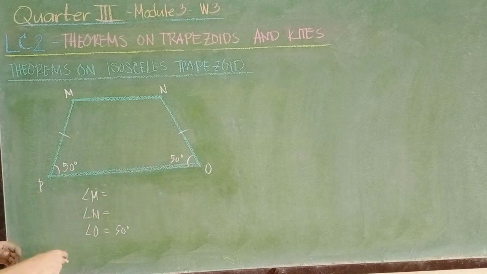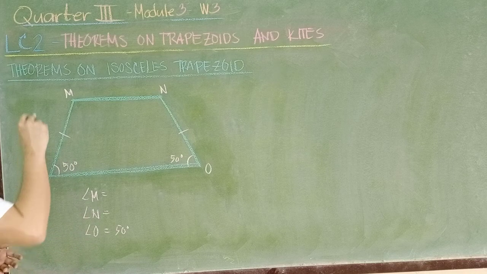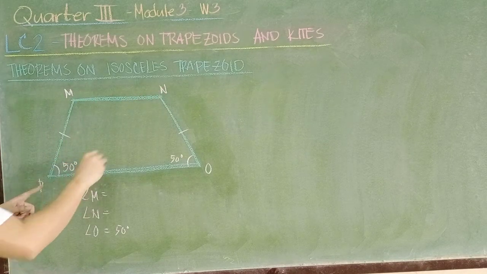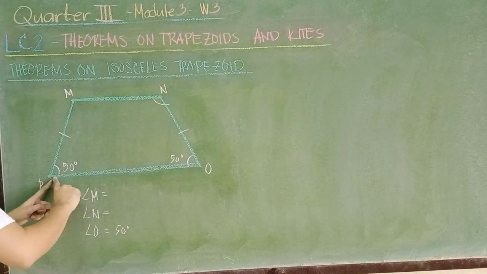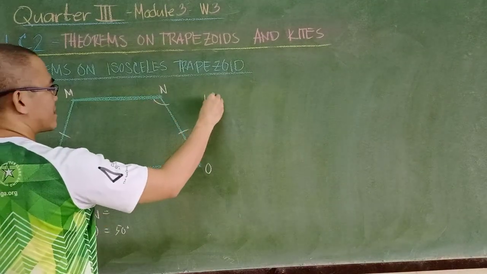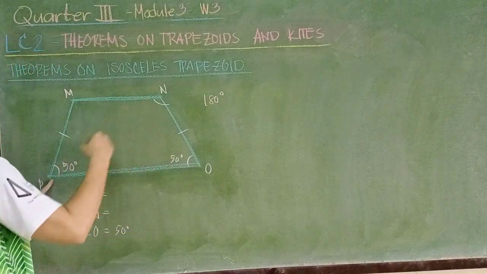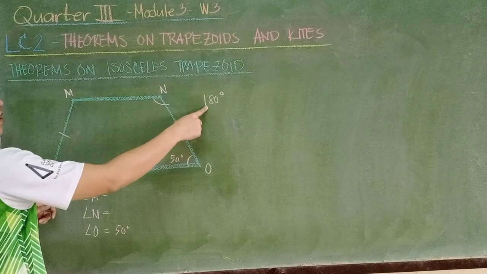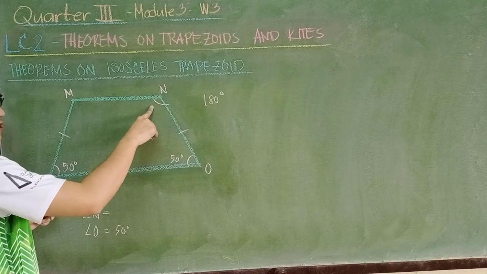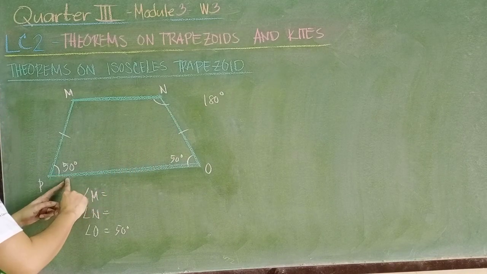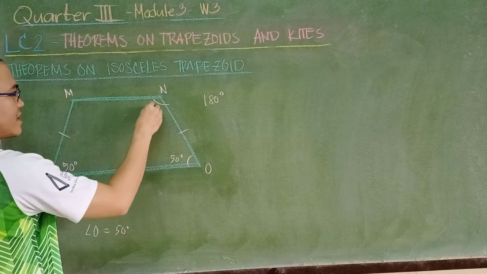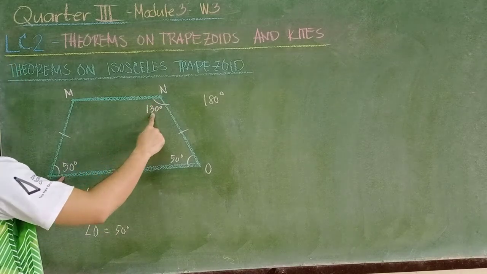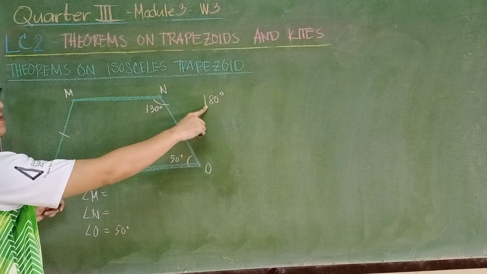Now, alam na natin yung sukat ng angles natin sa lower base angles natin. So parehas na 50. Next question is, ano yung sukat ng M at saka angle N? Alam natin na pag pinag-add natin yung sukat ng angle P at saka angle N, dapat equal yan sa 180 kasi supplementary sila. So, meron ko ng 50 dito. Ilan pa yung kailangan para mabuo yung 180? Yun ang ilalagay yung sukat dito. So, if this is 50, this should be 130 degrees para 50 plus 130, mabubuo yung 180.